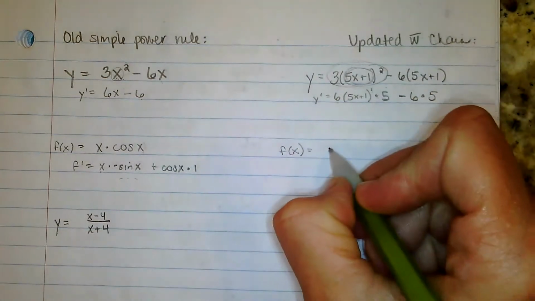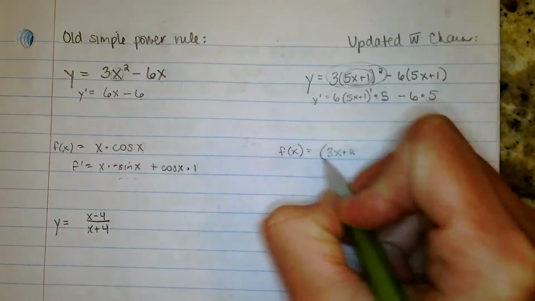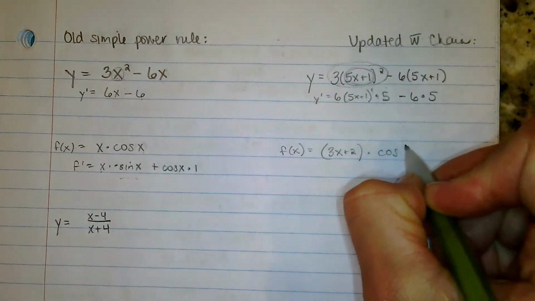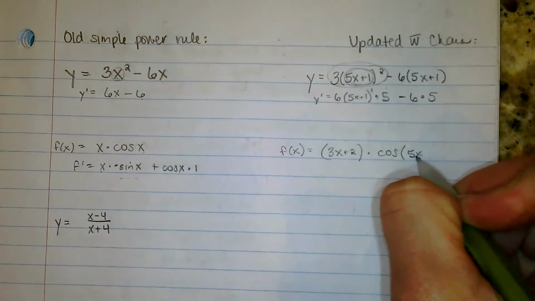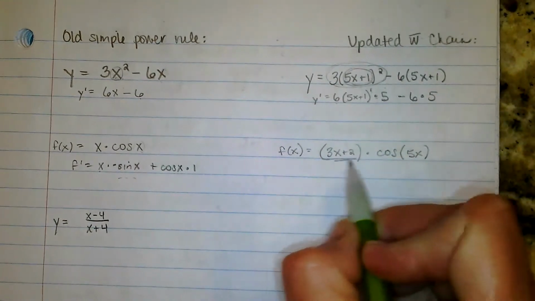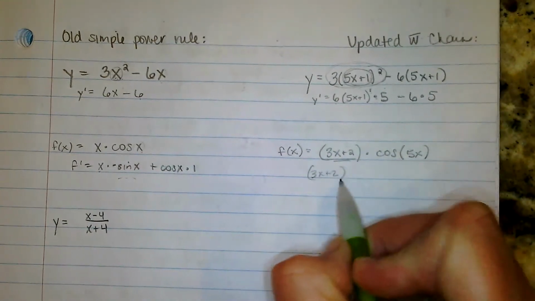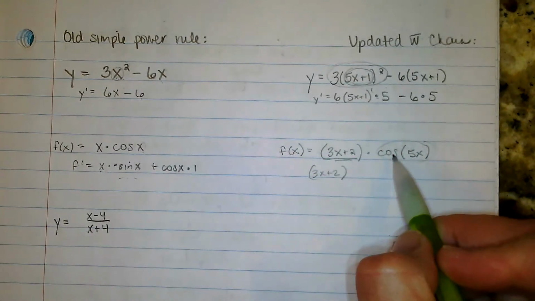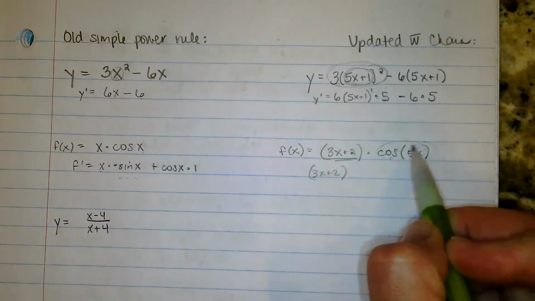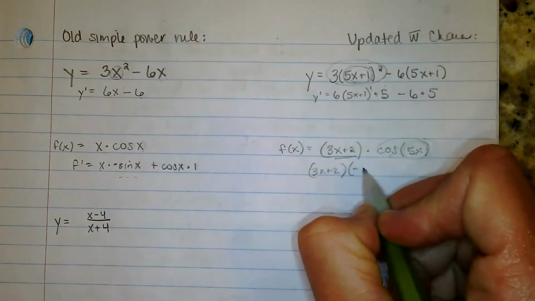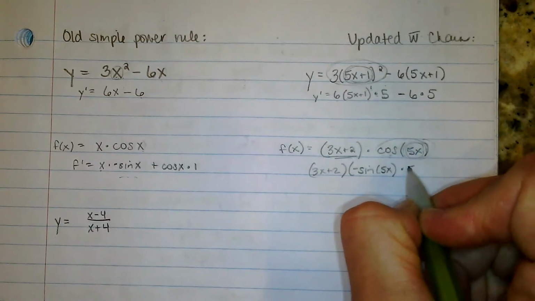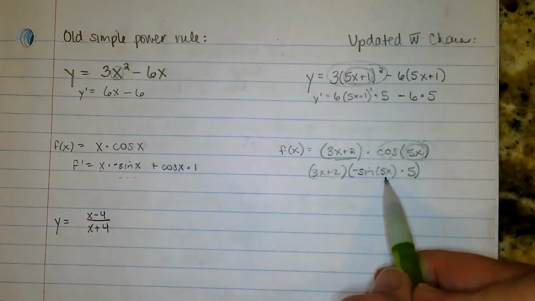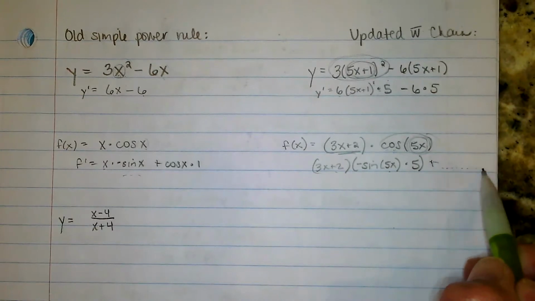But an equivalent looking function that would need the chain rule would be like a 3x plus 2 times a cosine of, I don't know, 5x. So you do your first times your derivative of the second. Now the derivative of cosine is negative sine, but there's a function within the function, so you'd have to do the derivative of what's inside. So it'd be a negative sine of 5x times the derivative of 5x, which is 5. So first times derivative of the second plus second times derivative of the first, and so on.